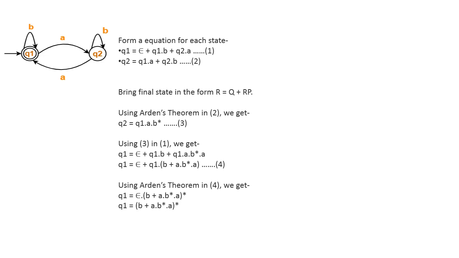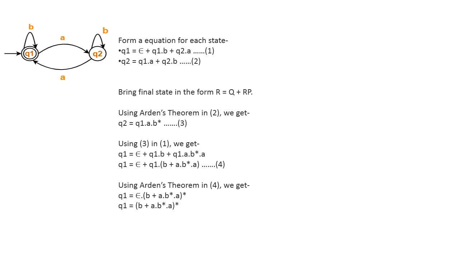So using 3 in 1, now you have to put the value of Q2 in equation number 1. Q1 is equal to epsilon plus Q1b plus Q2. What is the value of Q2? Now Q2 has become Q1 into A into B star and into A. So now Q1 is equal to epsilon plus, you take the common Q1 and in the bracket B plus A into B star into A. It is equation number 4.